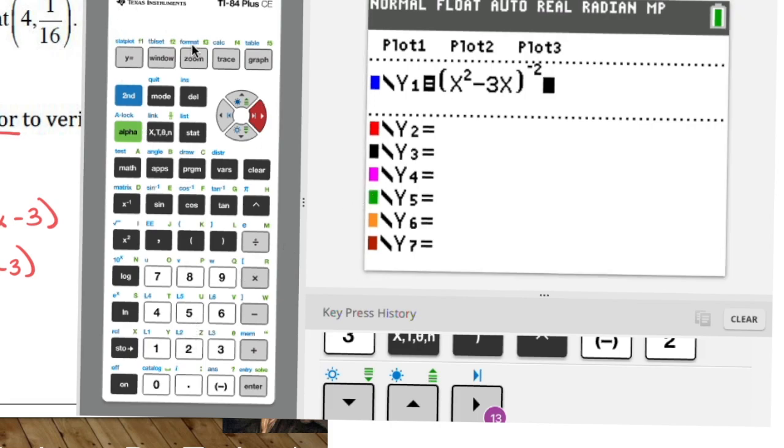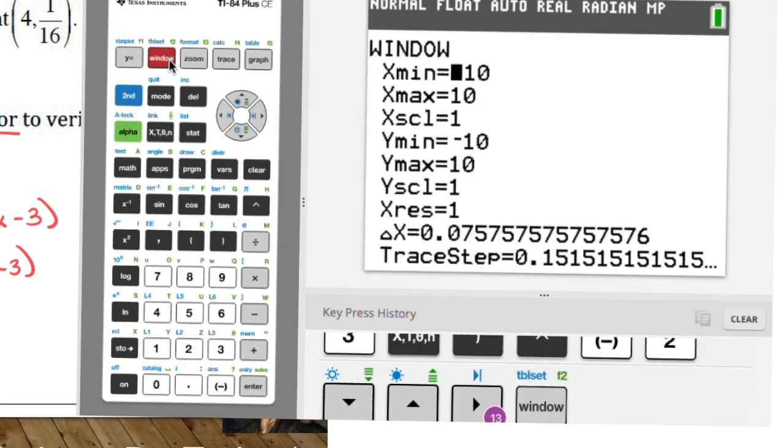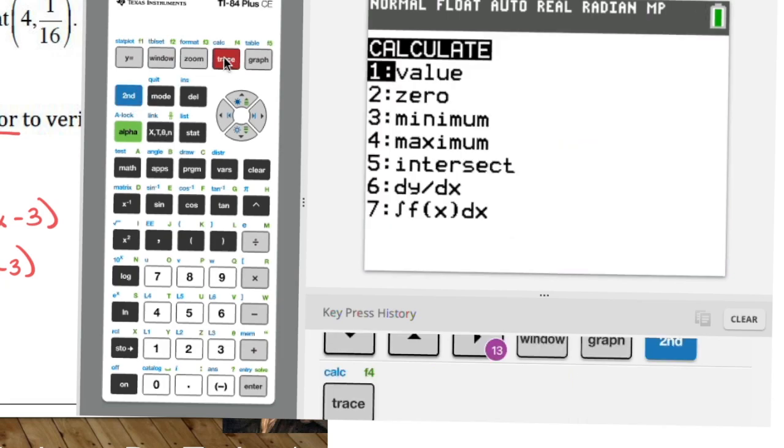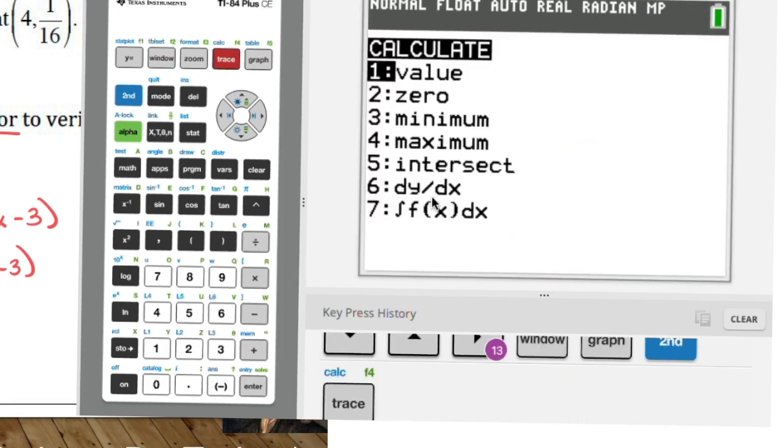So check your window. We have the x min at -10 and the x max at 10. If you need to zoom standard, you can. Take a look at your picture. As long as x is equal to 4 is part of the value, you're all set.